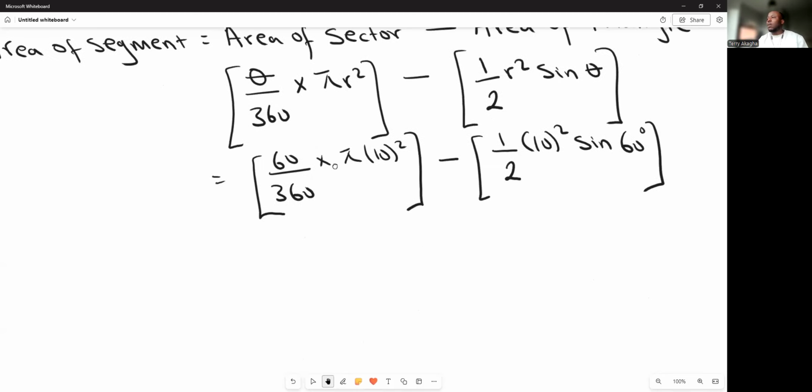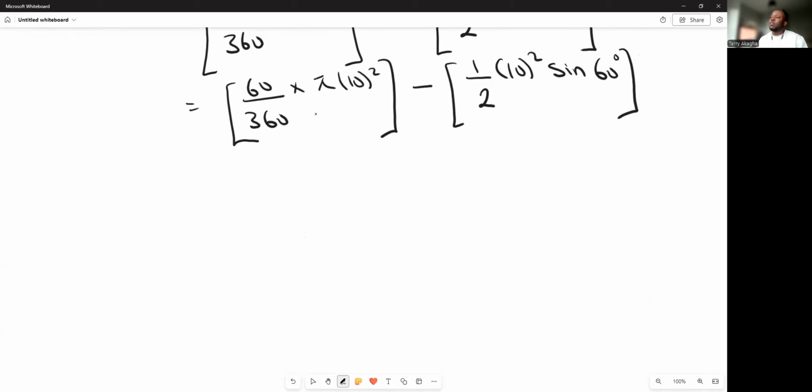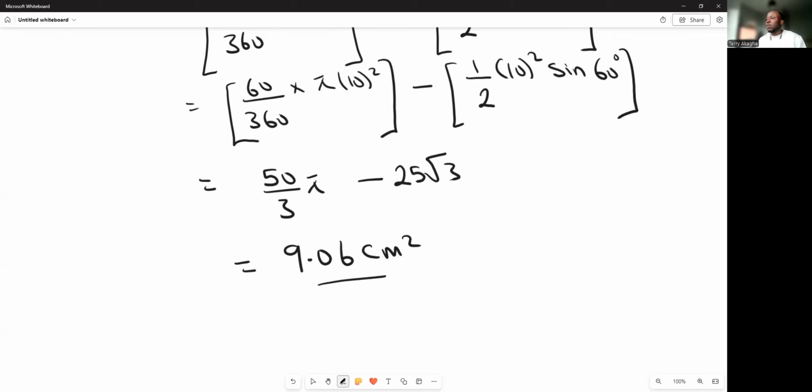Now when you press this in your calculator to get the answer, the first part is going to give us 50 over 3 pi, minus 25 root 3. When you put this in your calculator, you're going to get 9.06 centimeters squared. So this will be equal to the area of the segment. All right, I'm going to add one more example, then I'll call it a day.